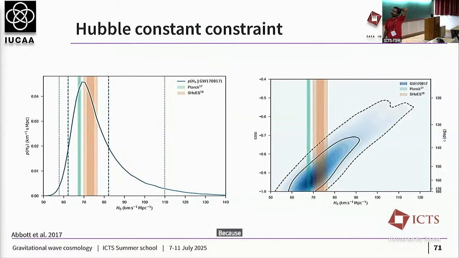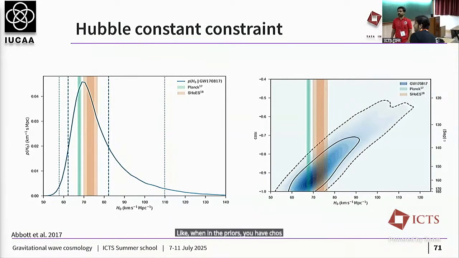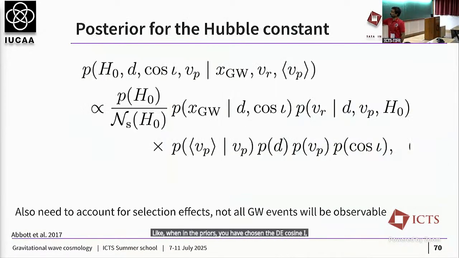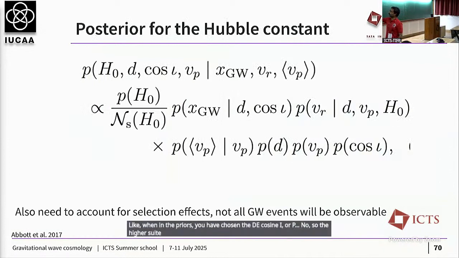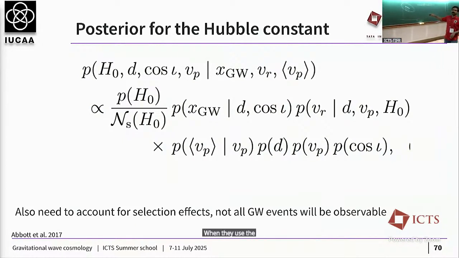Because D and cosine iota are all calibrated by the distance ladder itself, right? I mean, there is no CMB information. Like in the priors you have chosen for D and cosine iota. No, so with these priors, people try to make sure that they don't include this kind of electromagnetic cosmic distance ladder information when they use the priors. Okay, so that you are free from those electromagnetic kind of assumptions.